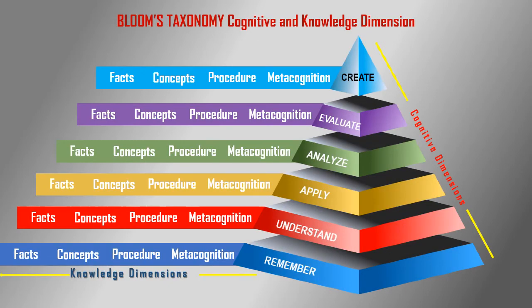Let's look at Bloom's Taxonomy again from another perspective. What you see here on the left side are your knowledge dimensions: facts, concepts, procedure, and metacognition. On the pyramid side, you have remember, understand, apply, analyze, evaluate, and create. As I said, you remember facts, concepts, procedures, and metacognition. You understand facts, concepts, procedure, metacognition up the pyramid.